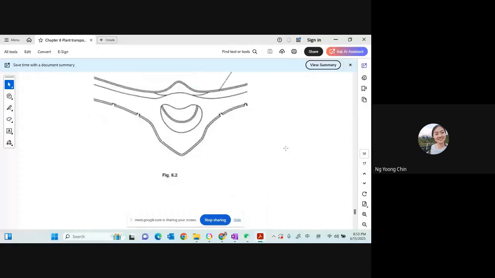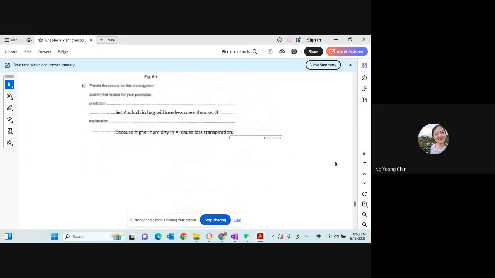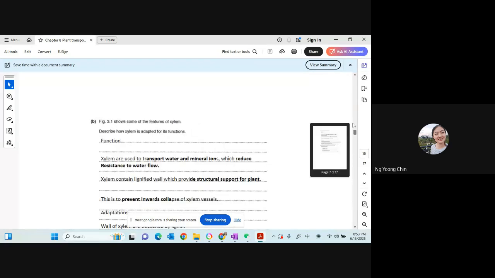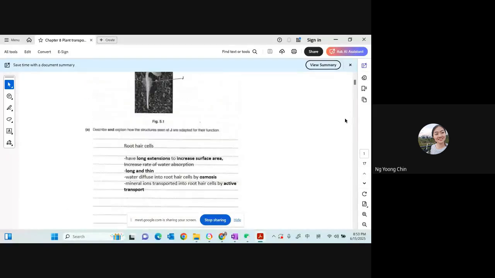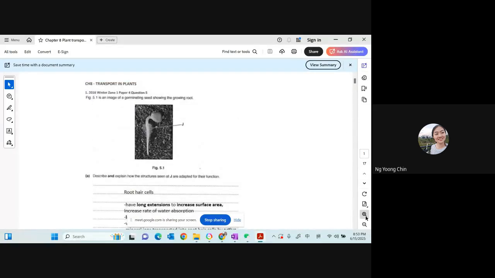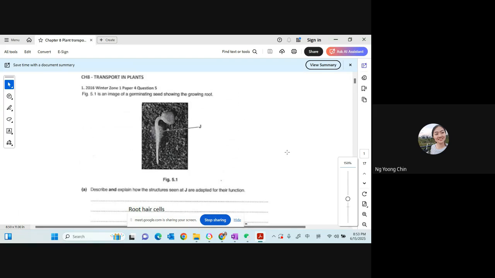Because paper 4 is very important, and most students lose marks when they are doing paper 4 because they don't write a correct answer. Okay, so now we go through paper 4. I also understand that sometimes you are very busy, right? You might not have time to do the questions one by one.